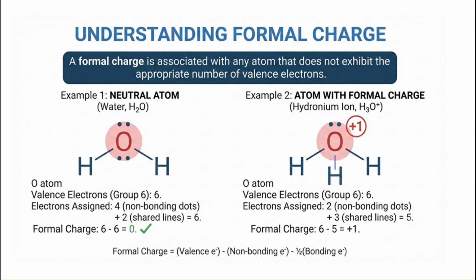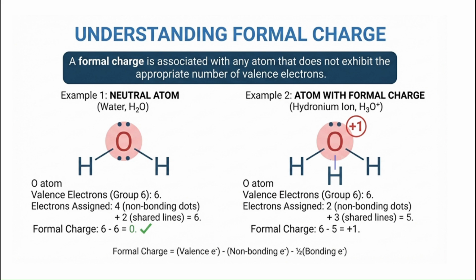Example 1. A neutral atom, H2O. The central oxygen atom belongs to group 6A, meaning it has 6 valence electrons. In a neutral water molecule, oxygen is assigned 4 non-bonding electrons from its lone pairs and 2 bonding electrons from its shared lines, totaling 6 assigned electrons. Subtracting these gives a formal charge of 0. 6 minus 6 is equal to 0, meaning the oxygen atom is neutral.